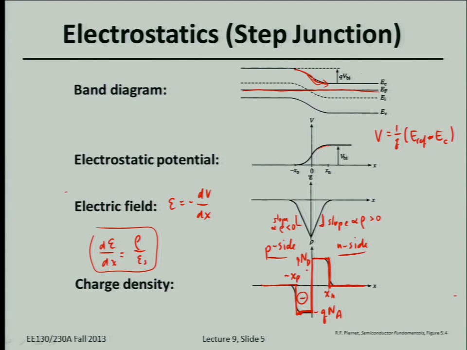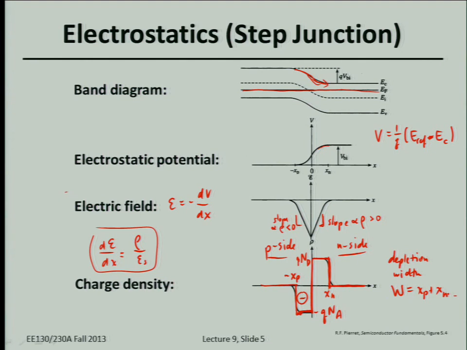And what we really want to know is the total depletion width, W, which is equal to x sub p plus x sub n. So that's one thing we want to know. What we have to do is assume there's a depletion depth x sub n on the n side and a depletion depth x sub p on the p side.